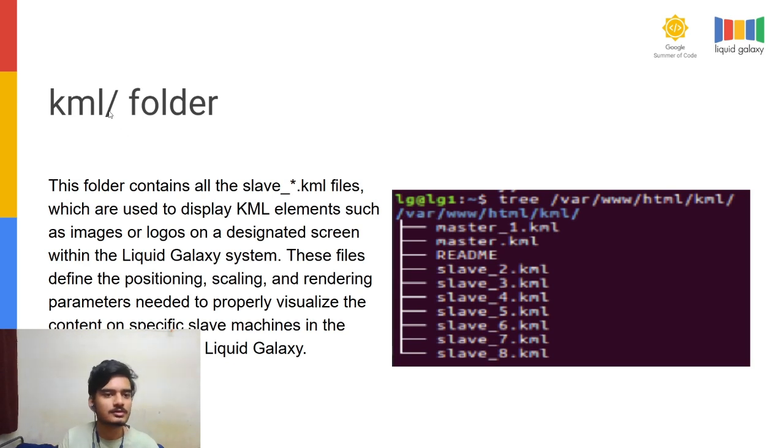So the next is the slaves folder. It is also present in the HTML folder of the Apache server. Here all the master one and slave KMLs are located. Whenever something is added to these KMLs, it will show up on that respective slave as a 2D image and not as a normal KML would show up on the Galaxy. These slaves could be used to show an image or logo on that specific slave or some information about some topic.